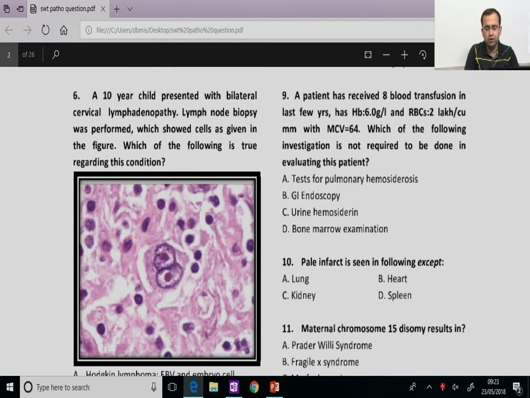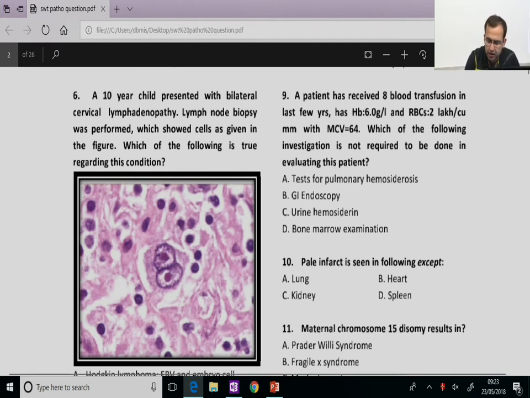This is a spotter. Forget the question, let us just have a look at the image first. What this shows you is the presence of a large binucleate cell with large prominent nucleoli. It is a Reed-Sternberg cell or an RS cell. Reed-Sternberg cell is seen in Hodgkin's lymphoma. So let us now see the question.